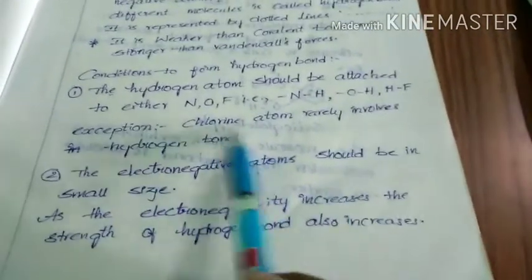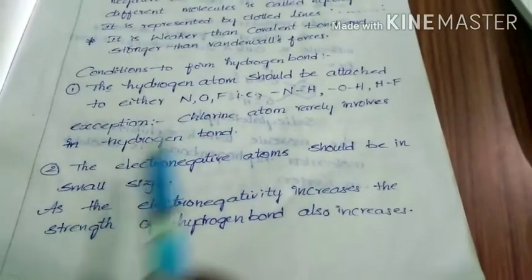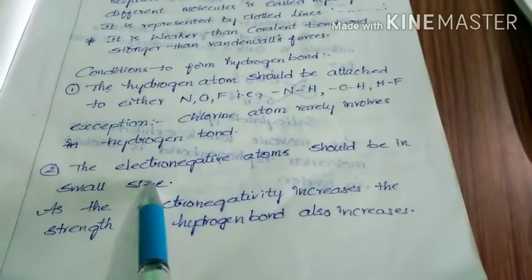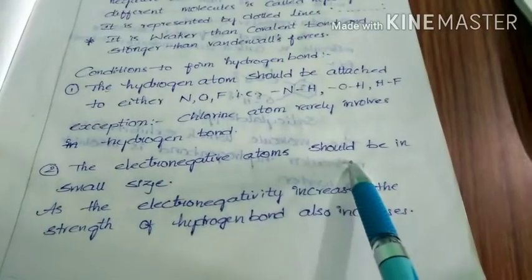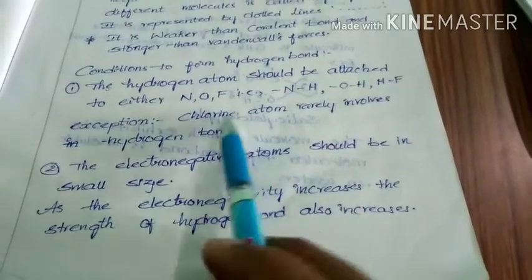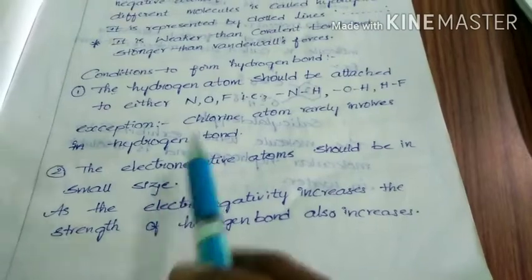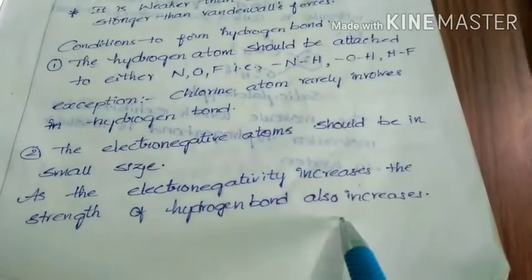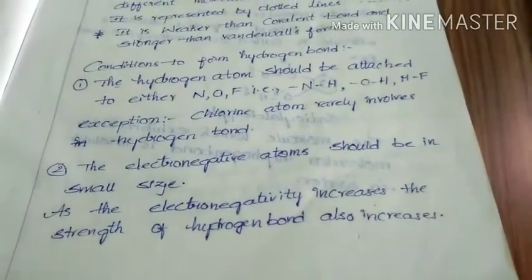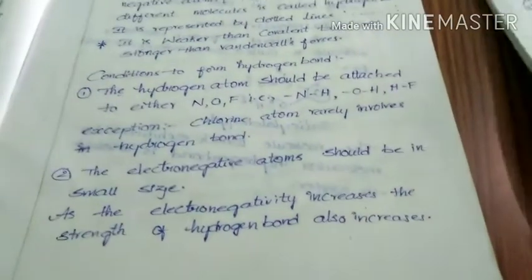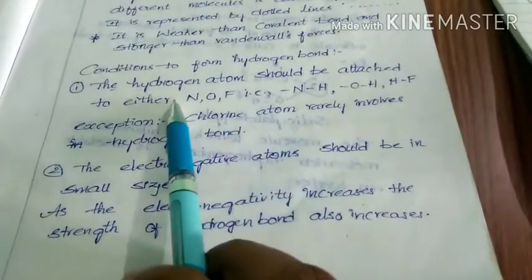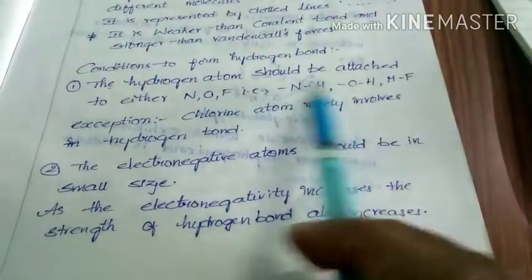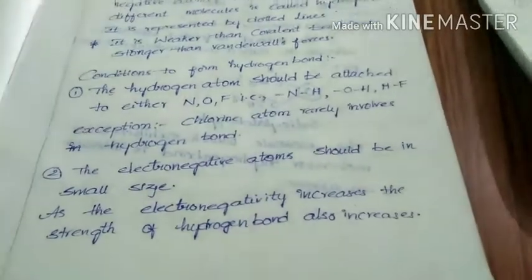Next point, no need to remember this point. Next point, the electronegative atoms should be of small size. That means nitrogen, oxygen, these are small size. As the electronegativity increases, strength of the hydrogen bond also increases. Here the first point is very important. The hydrogen atom should be attached to either nitrogen or oxygen or fluorine. Then only that molecule exhibits hydrogen bond. See, I will show an example, then you will get a clear idea.